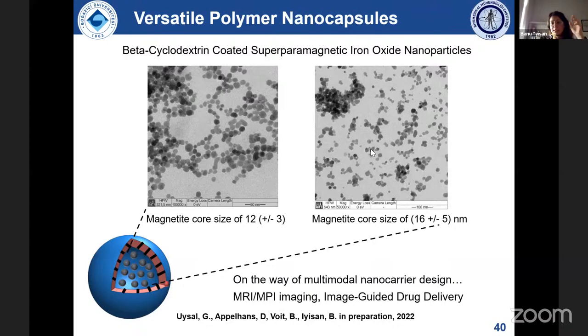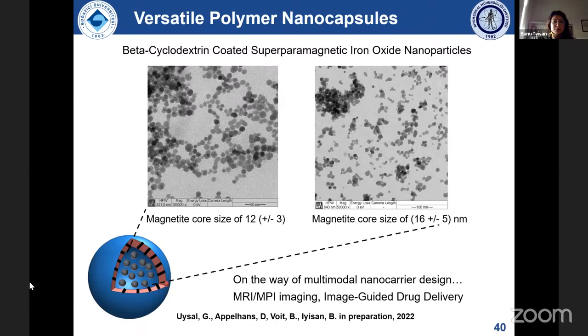As I showed with the gold nanoparticle uptake, we are trying to encapsulate these magnetic nanoparticles into these nanocapsules, to use them as a multimodal nanocarrier design for image-guided drug delivery. If you can encapsulate these iron oxide nanoparticles, at the same time we also plan to encapsulate drugs. So they are a good host to load different kinds of ingredients. Then we could use them for both MPI and MRI imaging, and also release our drug at a certain point. I forgot to add here that we are also collaborating with Emine Hoca from UNAM at Bilkent University.